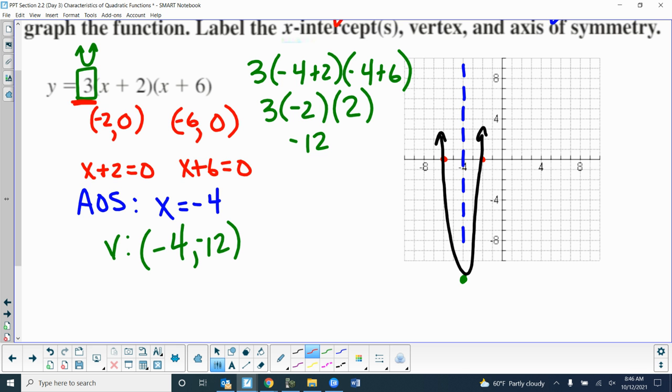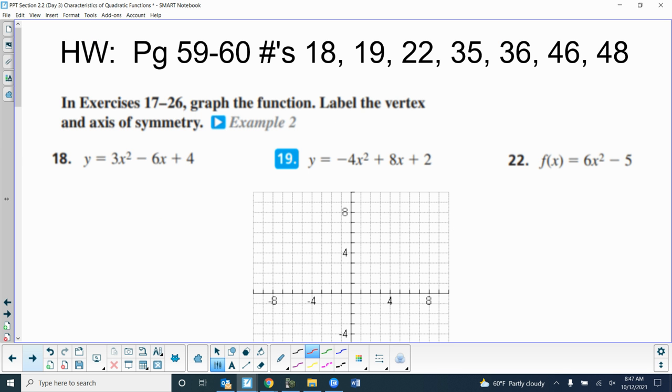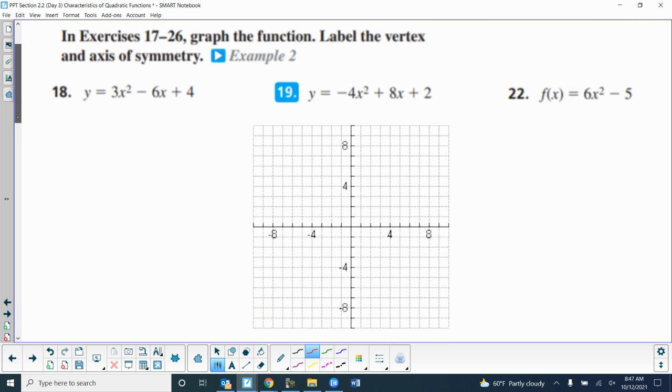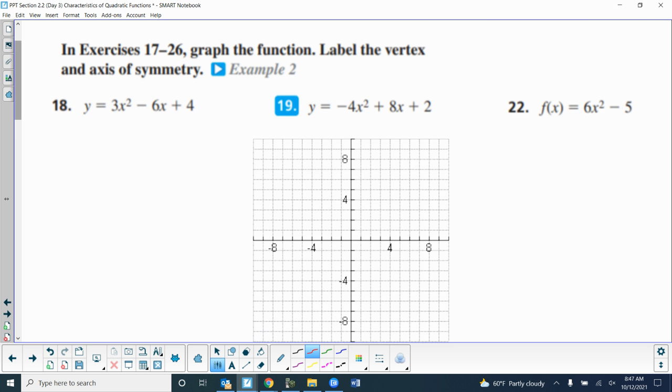Questions? Homework, you guys have them. Any issues with 18, 19, or 22? 22 might have been tricky. Go ahead, George. Oh, I don't know, I got like these weird fractions for 22? Yeah. Okay, what's my A for 22?